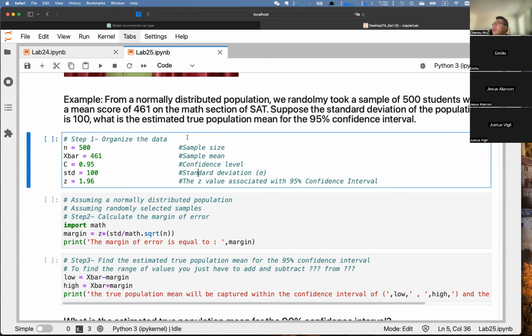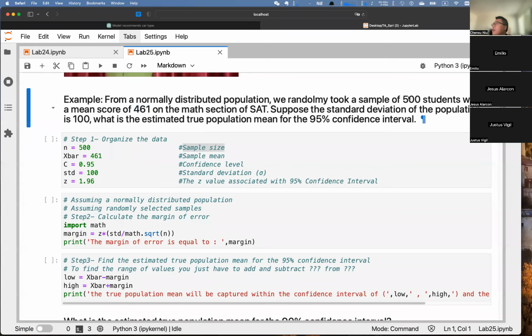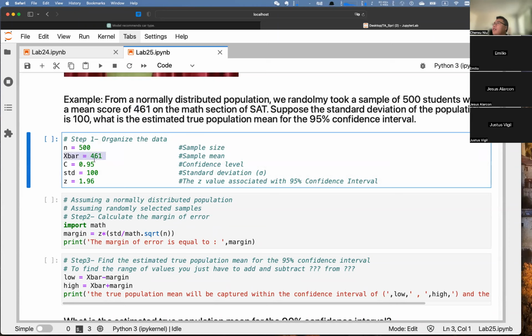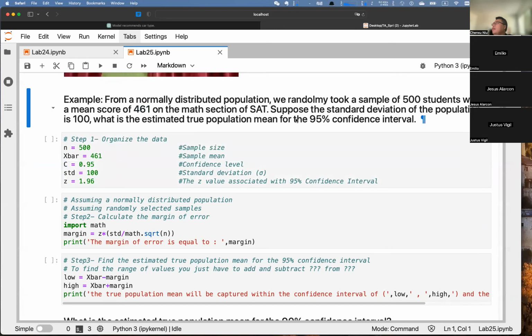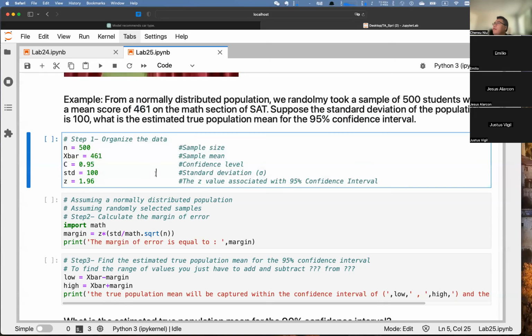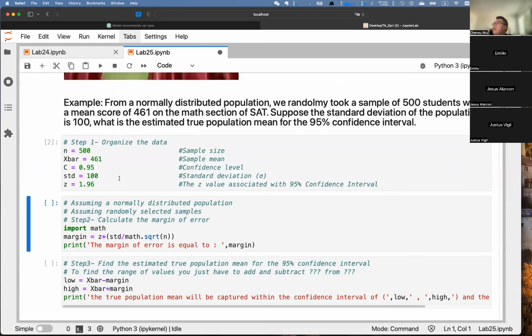The sample size is 500 because we have 500 students. Second, X bar means the sample mean, the mean value. Next is the confidence level: C means confidence level, 0.95. Then the standard deviation here. And next is the Z value. The Z value is associated with the 95% confidence interval.